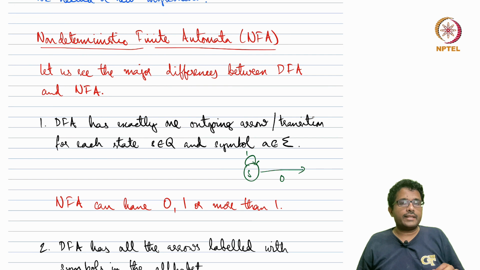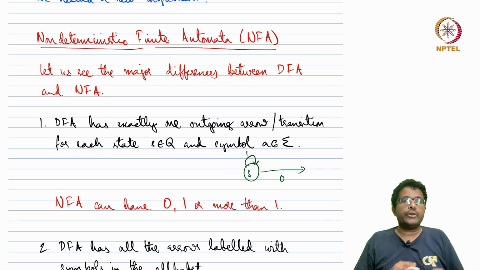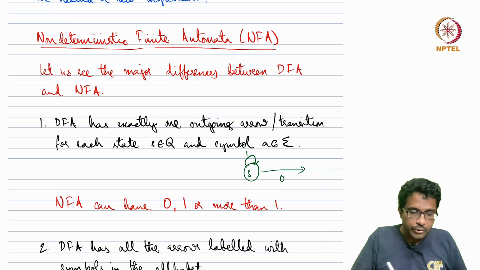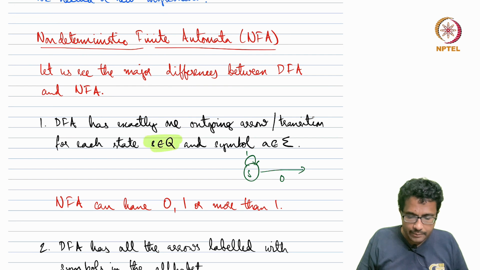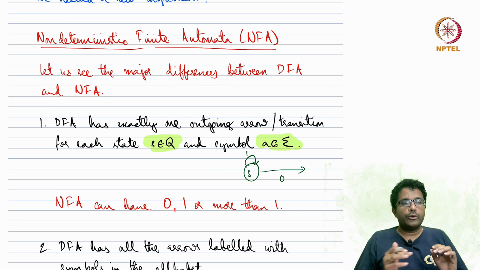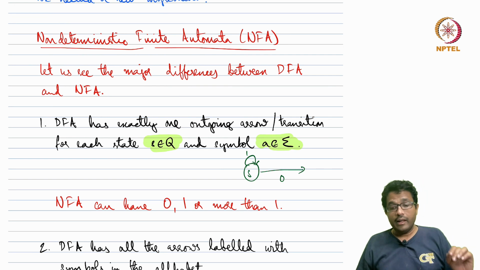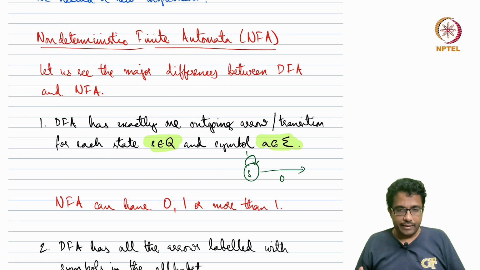So if you are at S and you see a 0, you know where to go next. If you are at S and you see a 1, you know where to go next. So for any state and for any symbol, you know exactly what the next step is. This is what makes a DFA deterministic. The current state and the symbol that you see completely determine where you should go next. This is not the case in NFAs.